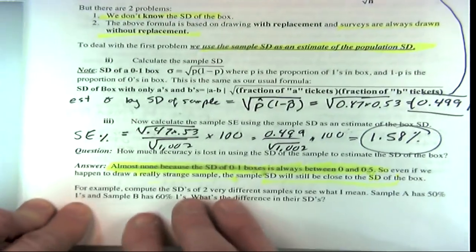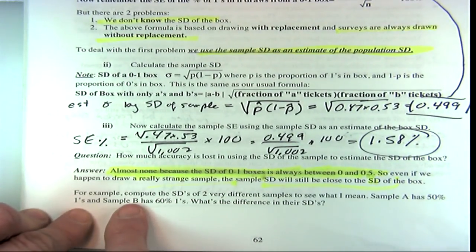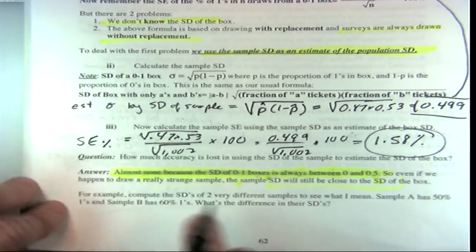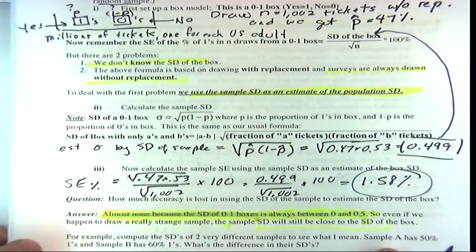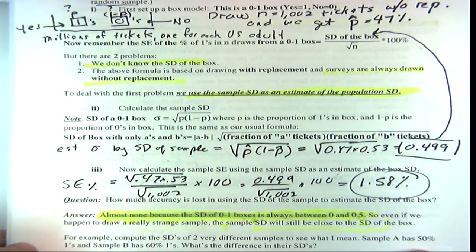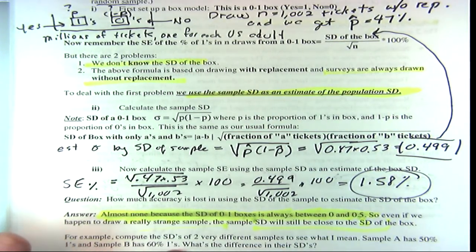Also, standard deviations are not going to vary very much. For example, compute the standard deviations of 2 very different samples to see what I mean. Let's say we also got a sample of 50% and 60% ones.